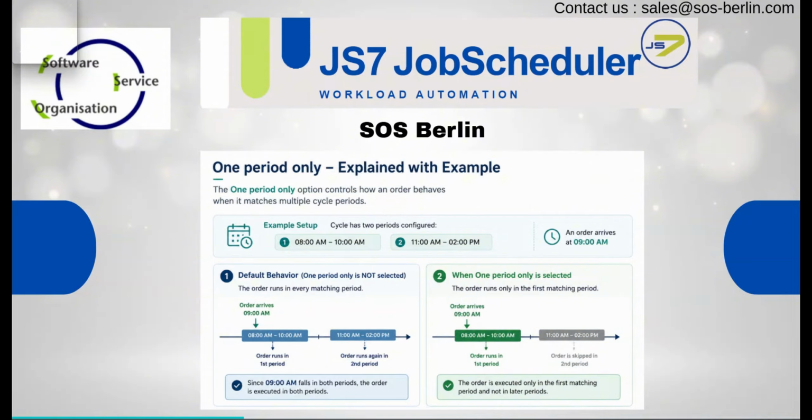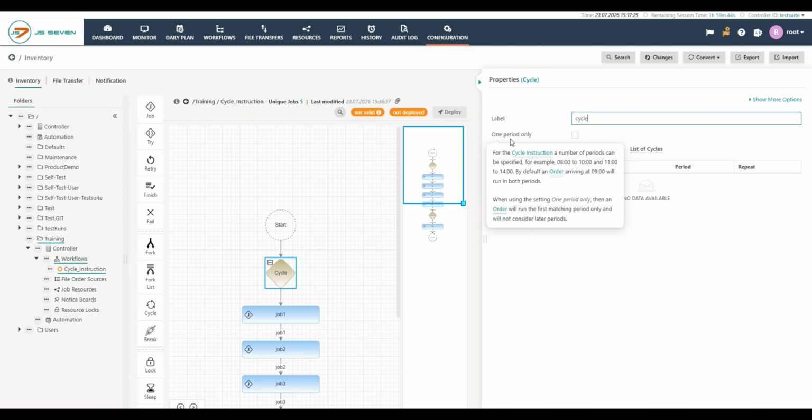Now, if you enable the one period only option, the same order will run only in the first matching period, which is 8 to 10, and it will not run again in the second period, that is 11 to 2. This option is useful when you want each order to be executed only once, even if it matches multiple cycle periods.